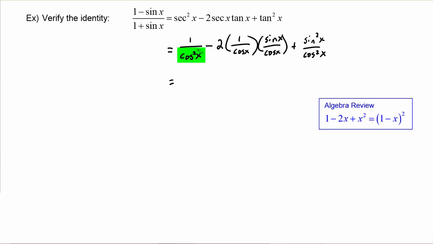Now, this has a denominator of cosine squared. Now look carefully at this one. This really is a denominator of cosine squared because it's cosine times cosine. And this has a denominator of cosine squared. So they all have cosine squared in the denominator, which means we can combine them. The numerator will be 1 minus 2 times the sine of x plus the sine squared of x.